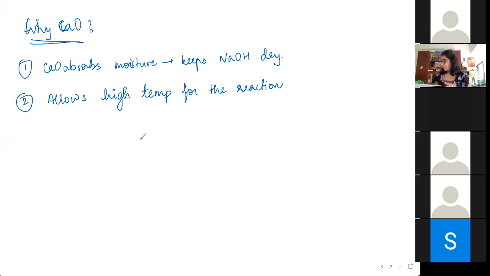So the importance, like without CaO, it's going to be very difficult for the reaction to take place. The reason is that even though CaO itself is not getting into the reaction, it allows the reaction to take place. How? By keeping the reaction conditions dry, so that there's no ionization or any tangent that we're getting into. And two, it allows the high temperature so that the reaction can take place.